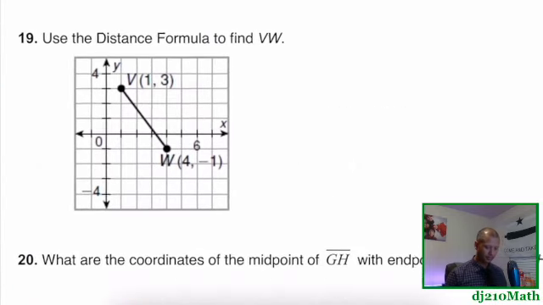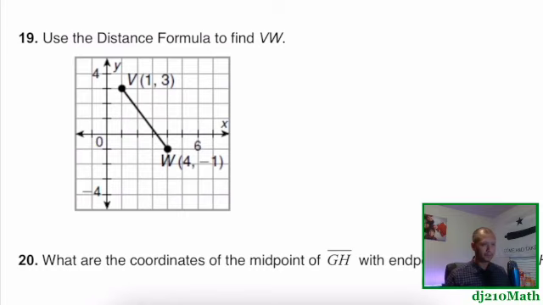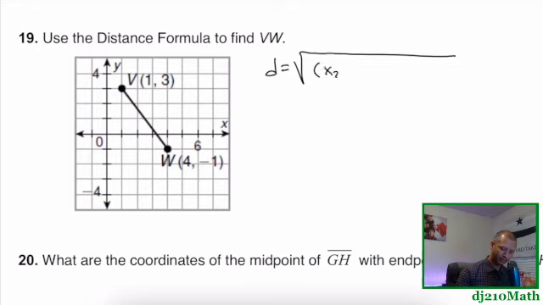Number 19. Use the distance formula to find VW. Okay, the distance formula is as follows. Distance is equal to the square root of x2 minus x1 squared plus y2 minus y1 squared. You may ask where the x's and y's are coming from: x1, y1, x2, y2. So we just plug in what we know.